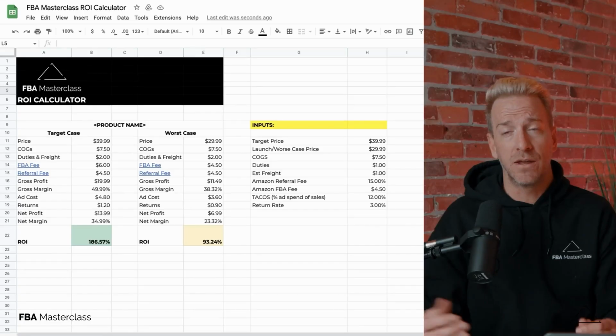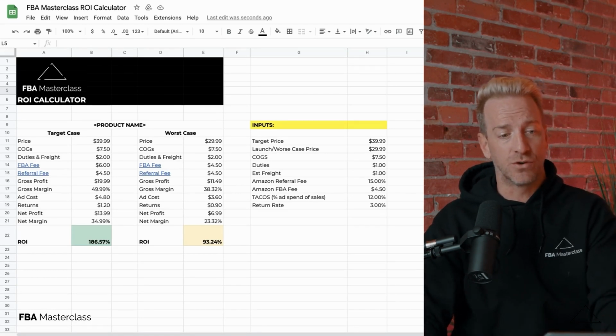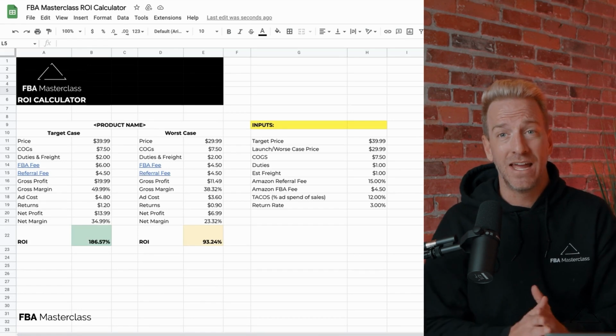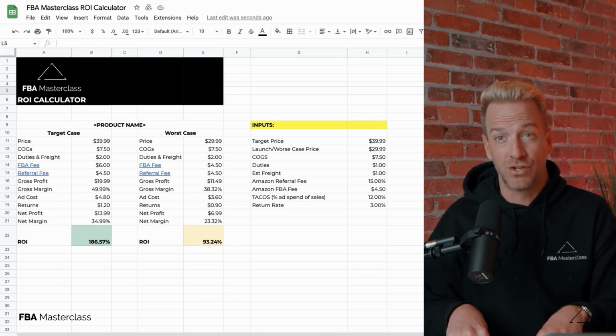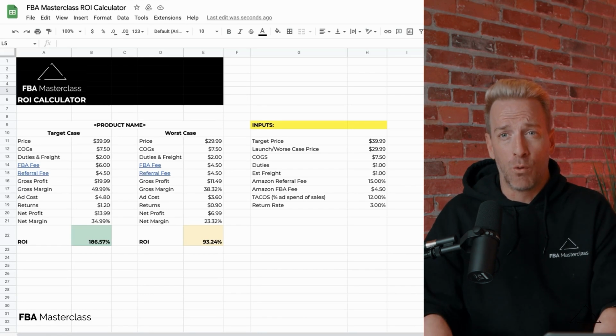So we've created an FBA Masterclass ROI calculator, and this is probably one of the more sophisticated ones that I've seen on the market because it really encompasses everything that you need. How you actually use this is by looking at those inputs on the right. These are all numbers that you're going to enter for the product that you're evaluating. And then it runs a number of different calculations in an anticipated case as well as a worst case to see what your ROI is going to be.